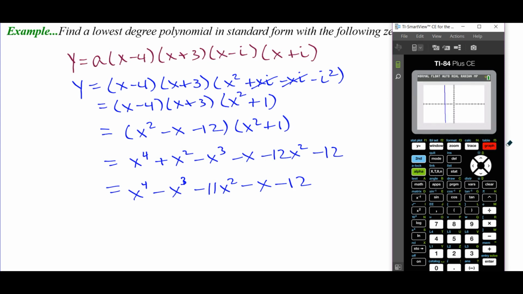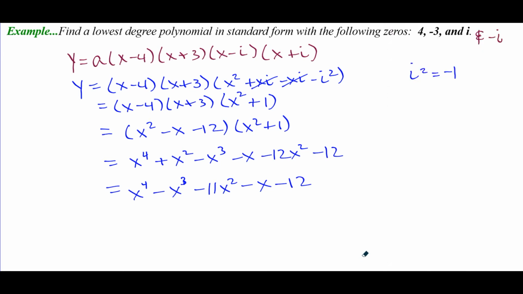Remember that only your real zeros are going to show up on your graph, so we do have two imaginary zeros here, or complex zeros, so they're not going to show up on this graph. So I'm going to go second trace value at 4, y equals 0, and negative 3, y equals 0. So I can feel fairly confident in my answer because I know that my real zeros are showing up on the graph.